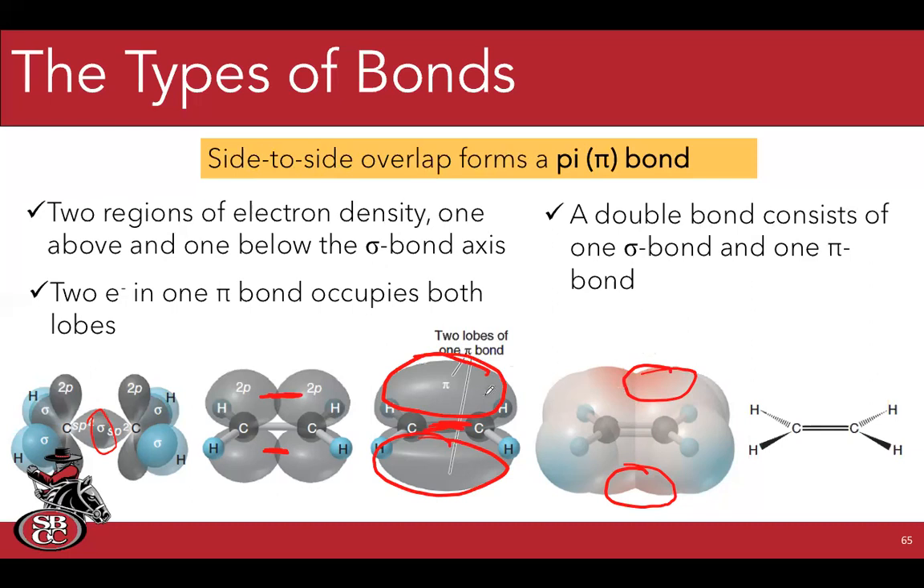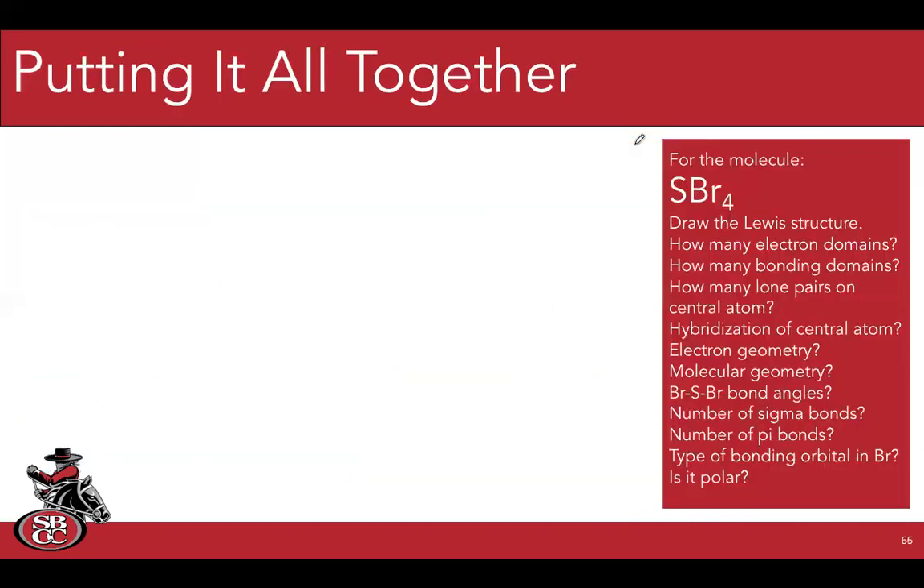So that's an important thing to identify. Every double bond has a sigma bond in it and a pi bond. A triple bond has a sigma bond in it and 2 pi bonds. And a single bond has no pi bonds and a sigma bond. So we'll have to make sure that we're ready to count all of those up, but let's practice.